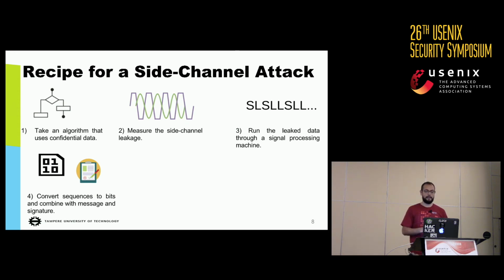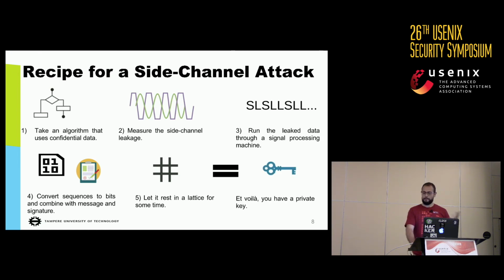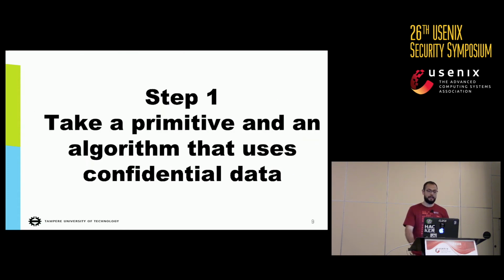Once you have the sequence of operations, you convert this sequence to bits. And these bits are combined with messages and signatures. All this is put into a lattice. You let it run for some time, maybe some days, depending on your lattice. And after that, you have the private key. So that's the general idea of how side channel attacks work on digital signatures. Now I'm going to go through all of this quickly for our attack, how we implemented it.